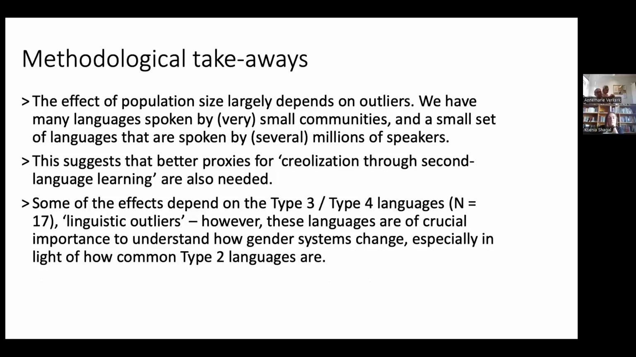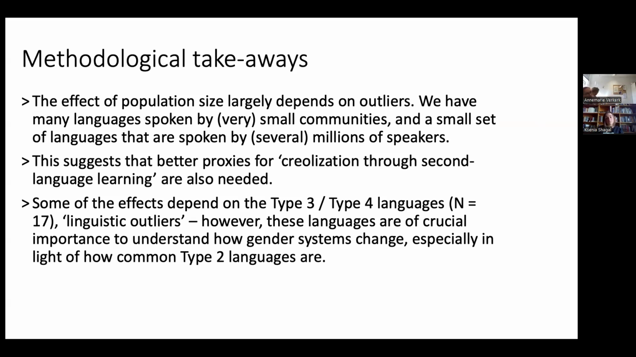Then the effect of population size largely depends on outliers. We have many languages spoken by very small communities and a small set of languages that are spoken by several millions of speakers. This suggests that we need better proxies for this idea that we had, where realization can emerge through second language learning, which is still a very interesting hypothesis. We definitely think that this is what happens for some of the languages, but capturing it just by population size basically does not work.